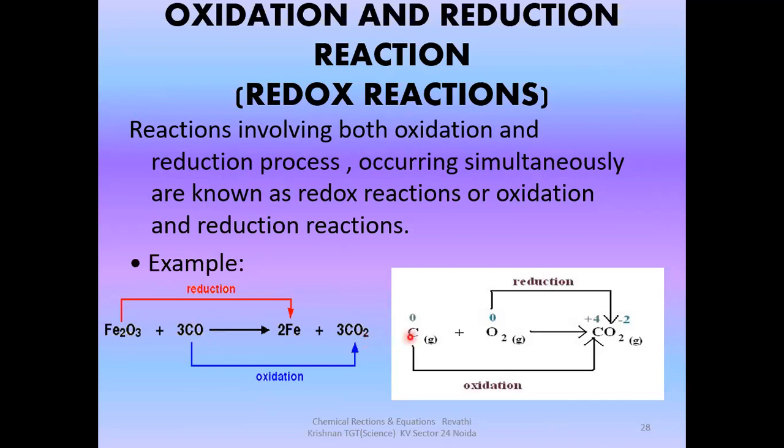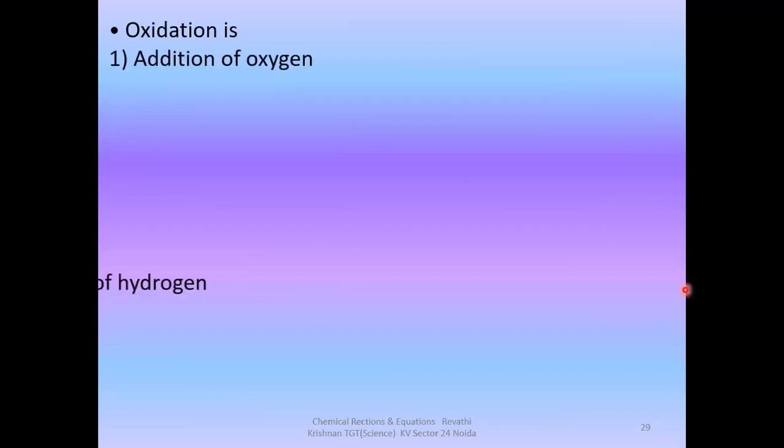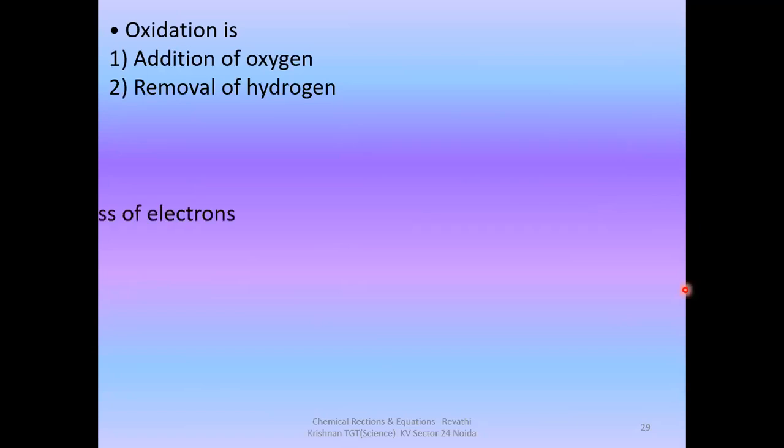In the second example, we see that carbon combines with oxygen to give carbon dioxide. Carbon is oxidized to carbon dioxide and oxygen gets reduced. First, let's understand the meaning of oxidation and reduction. Oxidation is addition of oxygen or removal of hydrogen or loss of electrons.